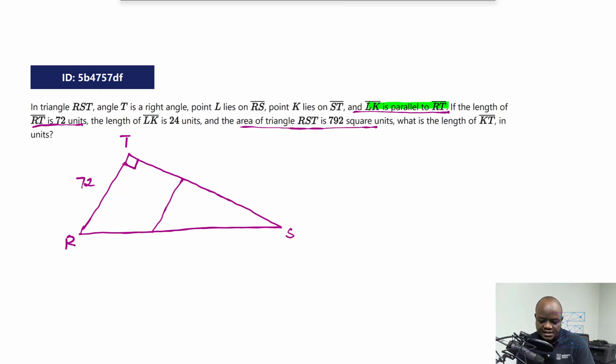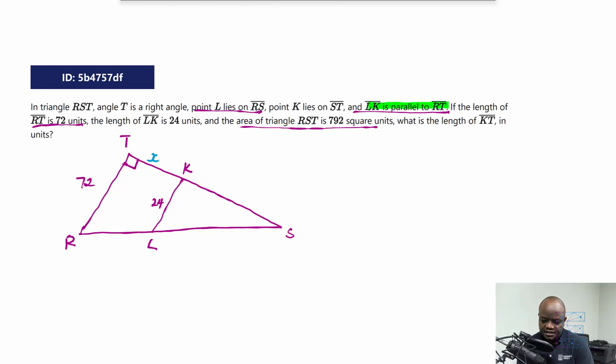Now just to clarify, it says L lies on RS, so L must be over here and K then must be over there. Further, we're given the length of LK is 24, so I'm going to write 24 right here. Great. So ultimately, our goal is to figure out the length of KT. I'm going to call this length we're looking for X.